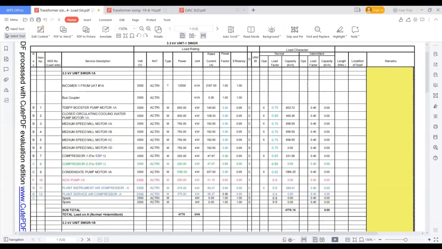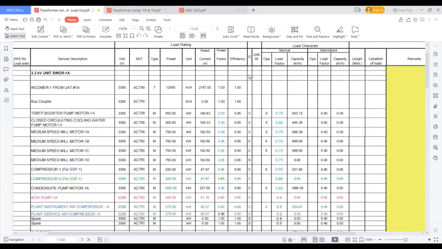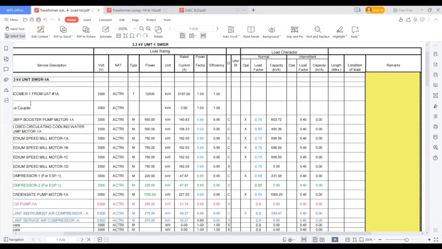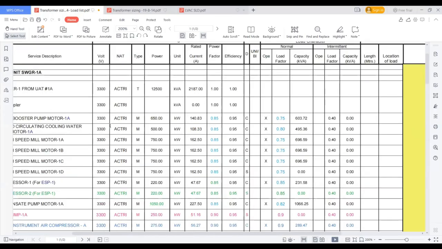Yes, sir. So here you can see, suppose this is one motor, which is a 3.3 kV motor, and the power is 650 kilowatt. So what is the power of this motor? 650 kilowatt. Based on this, I calculated the rated current. And the power factor is this, and the efficiency of the motor is this.